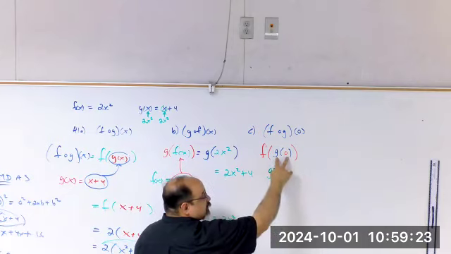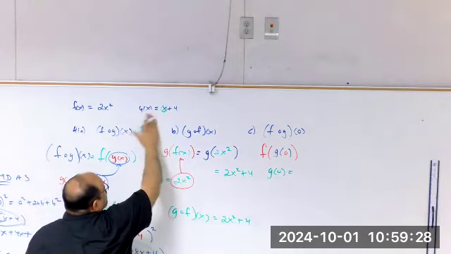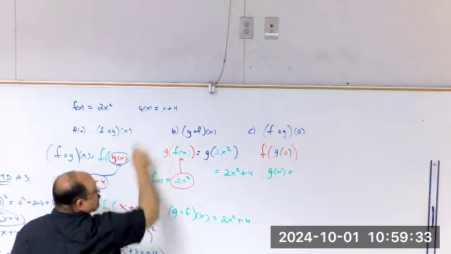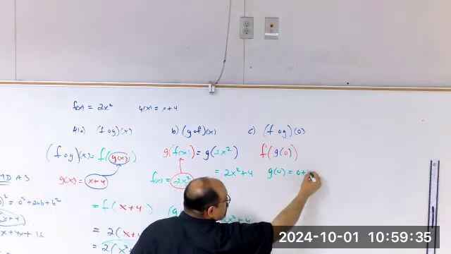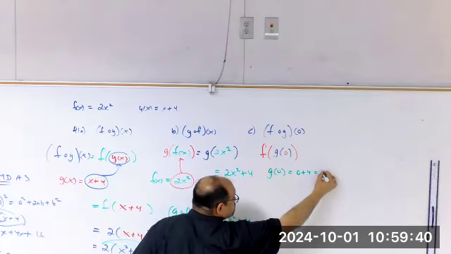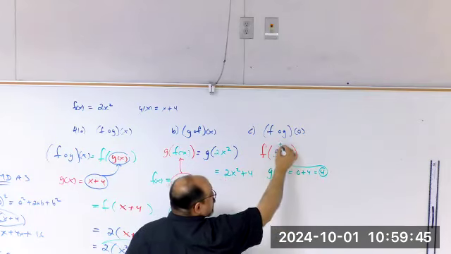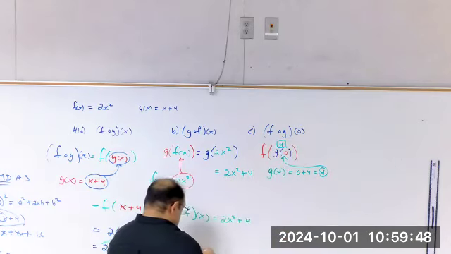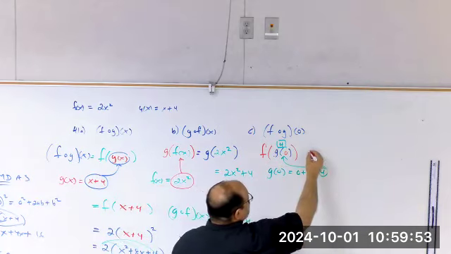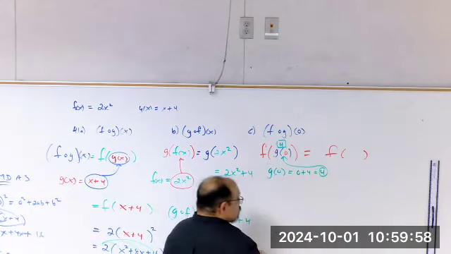The inner part is what you have to do first. The g function is just x plus 4, so this is going to be 0 plus 4. Substitute. What's 0 plus 4? 4. Thank you. So now g of 0 is replaced with 4, and we get f of 4.